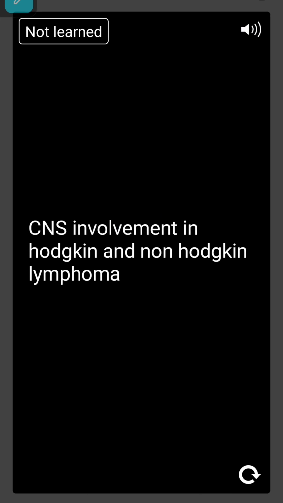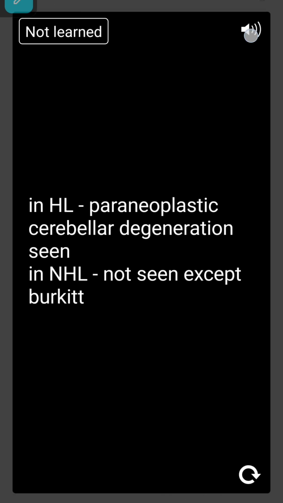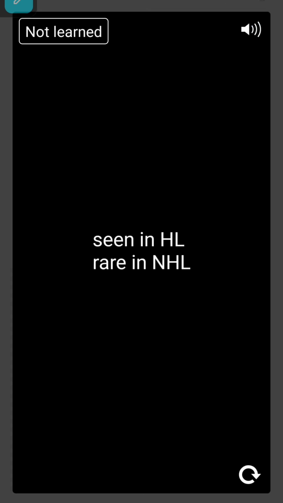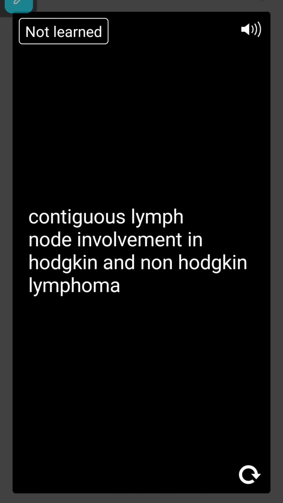CNS involvement in Hodgkin and non-Hodgkin lymphoma. In HL, paraneoplastic cerebellar degeneration is seen. In NHL, not seen except Burkitt. B symptoms involvement in Hodgkin and non-Hodgkin lymphoma. Seen in HL, rare in NHL.